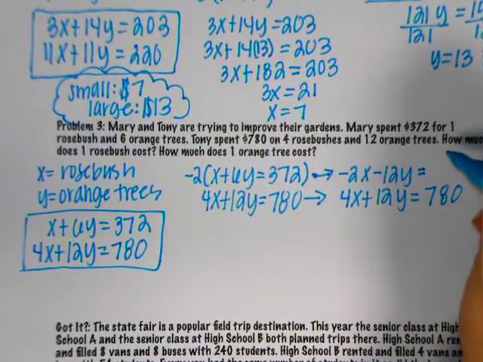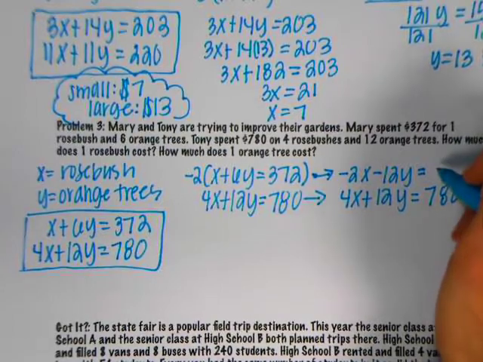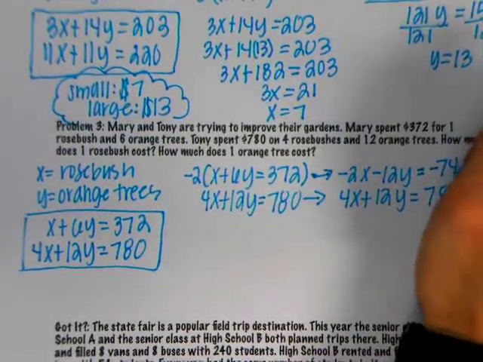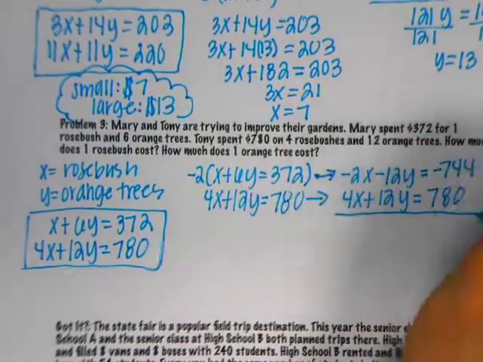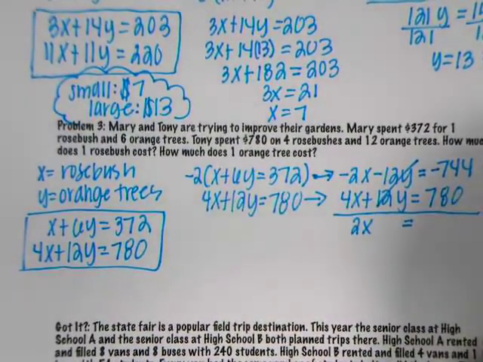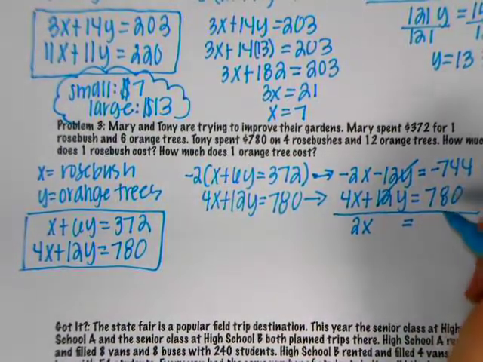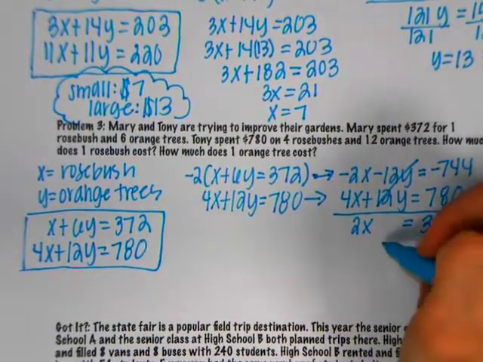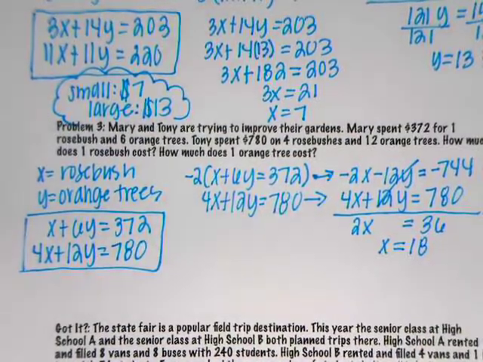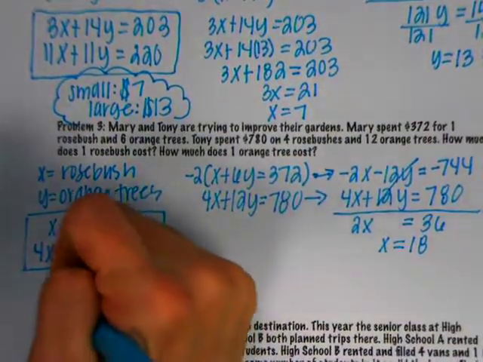All right. For the first one, negative 744. Okay. So you get 2x equals 36. So x equals what? 18. Okay. So that means a rose bush costs $18, right?